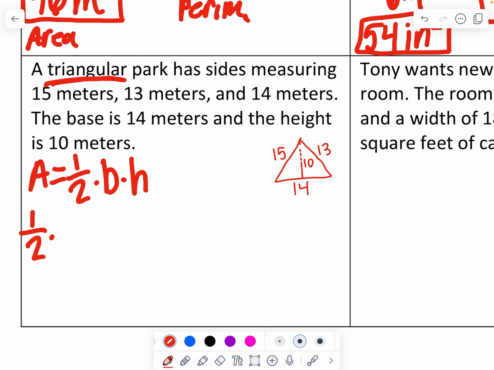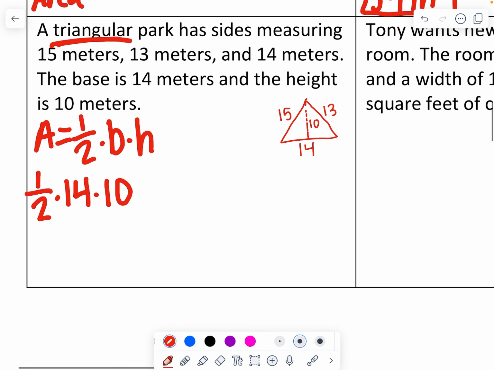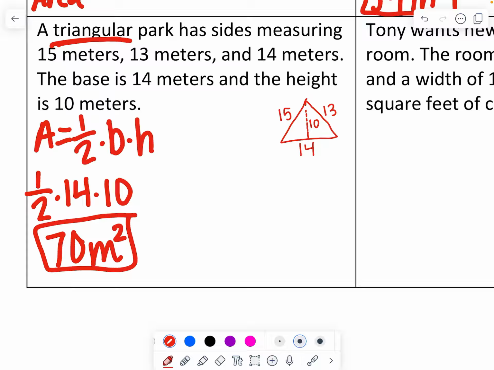So we'd have 1/2 times 14 times 10. You can plug the whole thing in your calculator, but half of 14 is 7, and then 7 times 10 is 70. So we'd get 70 meters squared as our answer.